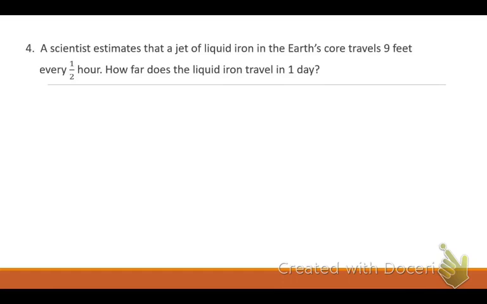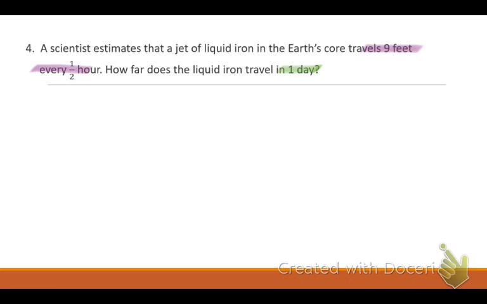Well, in order to answer this question, I must first find my unit rate here up top. So find the unit rate. If it goes 9 feet every half hour, I want you to tell me how many feet in 1 hour. You do that by dividing, just like we've done in the earlier examples. 9 divided by 1/2. So we must find the unit rate of the liquid iron first, then we can use the unit rate to answer the question.